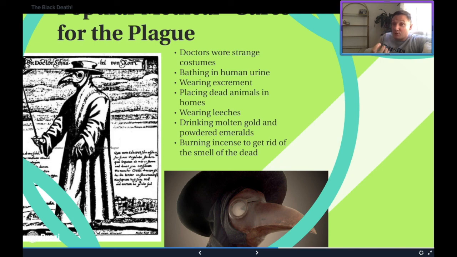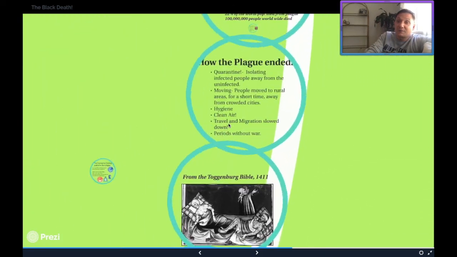The reason why they have bird beaks is because they would apparently shove spices and herbs into the end of them so they wouldn't have to smell the dead bodies, right? Another big one was bathing in human urine. Another big one was wearing excrement. That's literally human waste. Placing dead animals in your house. Leeching yourself constantly, which actually was not a very good idea because the second you took that leech and put it on somebody else, it then spread the plague further. Drinking molten gold and powdered emeralds and burning incense were very popular medical cures.